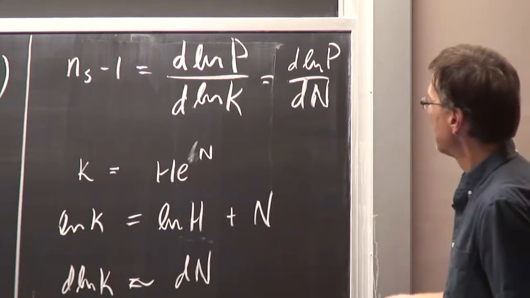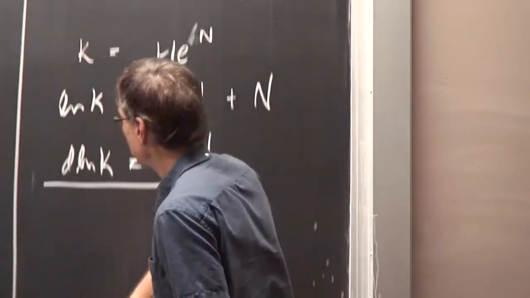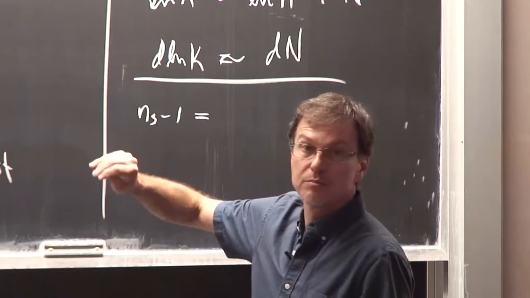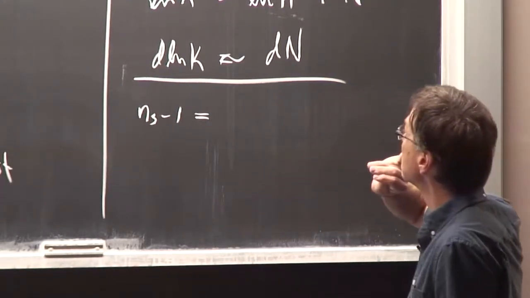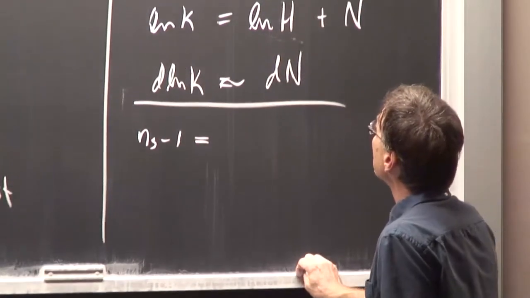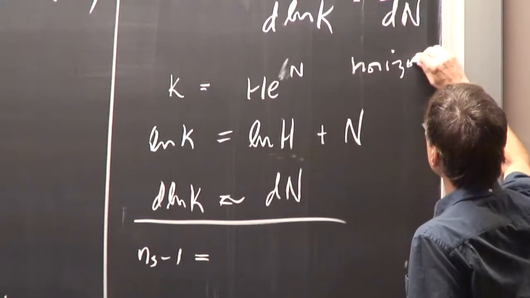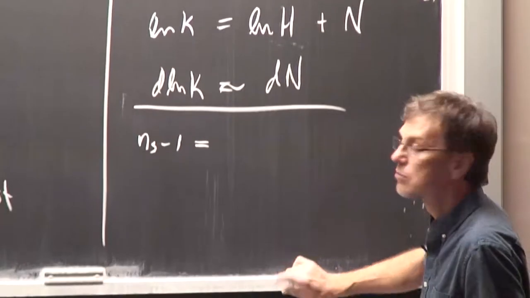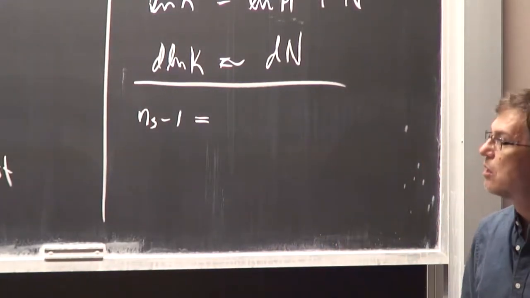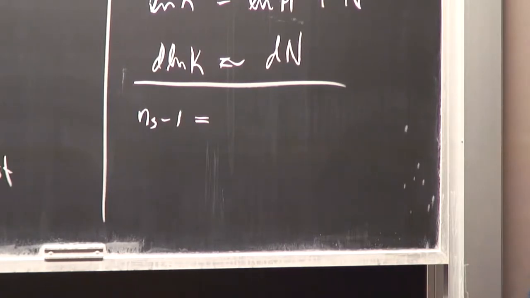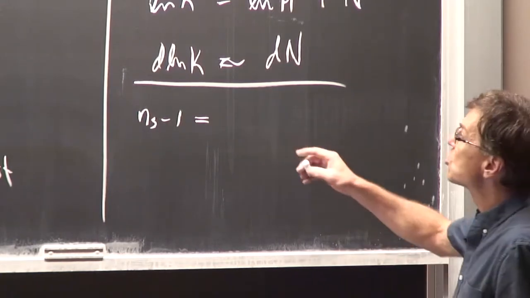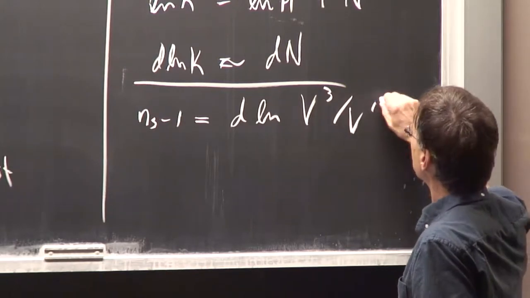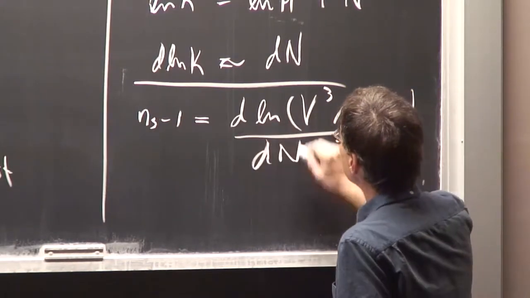Sorry, where is that k equals H times a? So this is the horizon crossing criterion. Yep, the exit, so this is crossing during inflation. And so we can say this is the derivative of the logarithm of V cubed over V prime squared with respect to N.